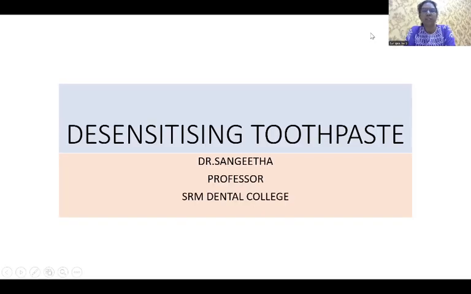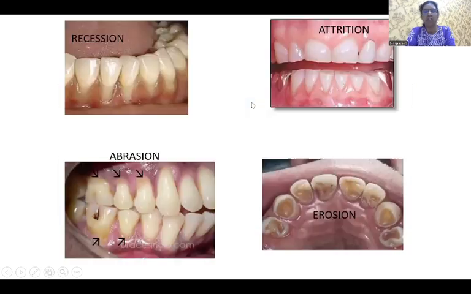Hi all. In this video, we will see some desensitizing toothpaste and its mode of action. Before that, let us look at some clinical conditions that cause sensitivity of tooth. Recession is one such clinical condition where the dentin is exposed to the oral cavity. This condition is caused by improper brushing habits or improper oral hygiene, which leads to the apical migration of the gingival margin.